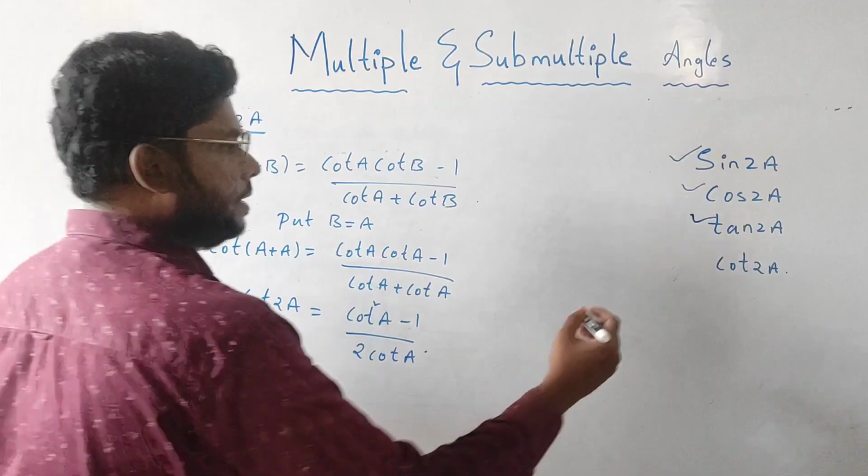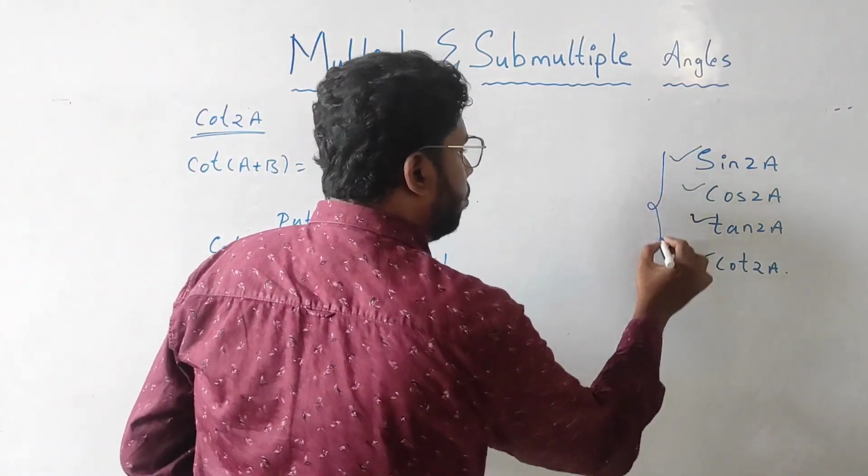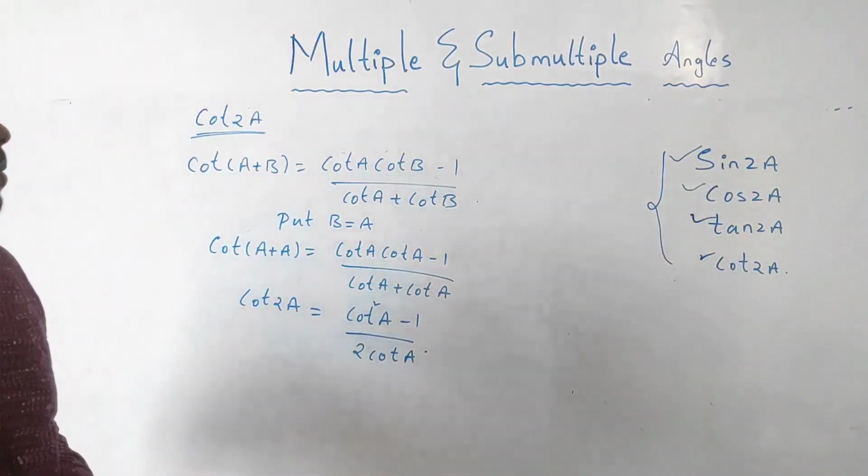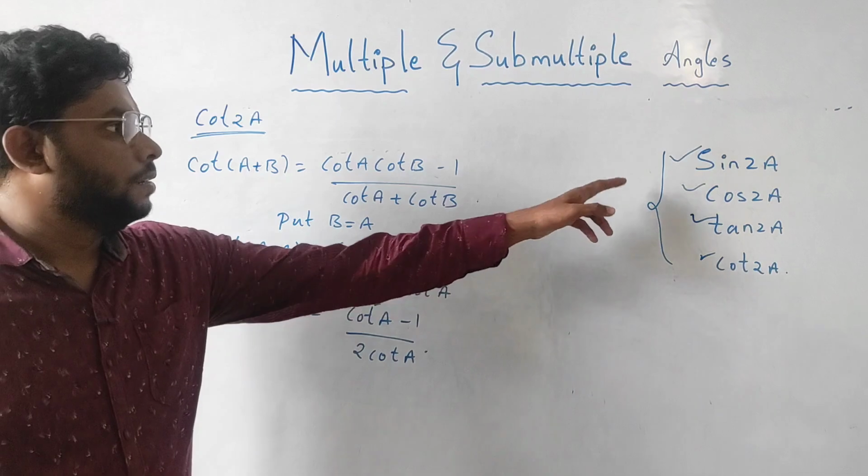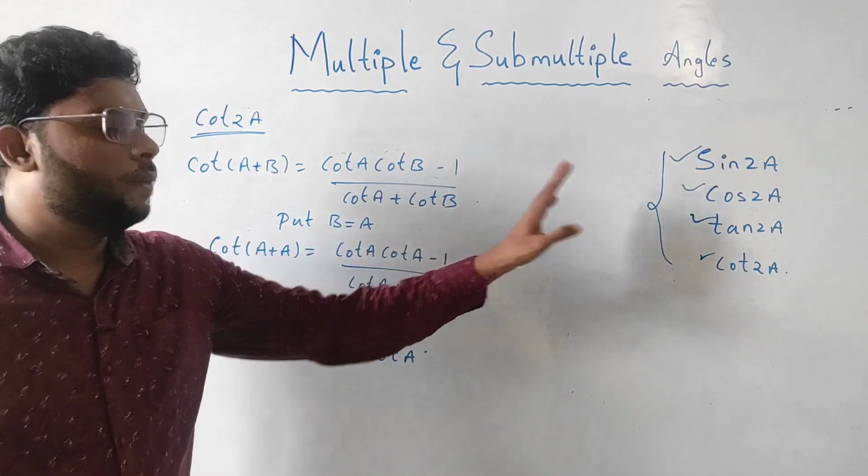So I hope you understand all the most important formulas in multiple and submultiple angles, that is sin 2a, cos 2a, tan 2a and cot 2a.